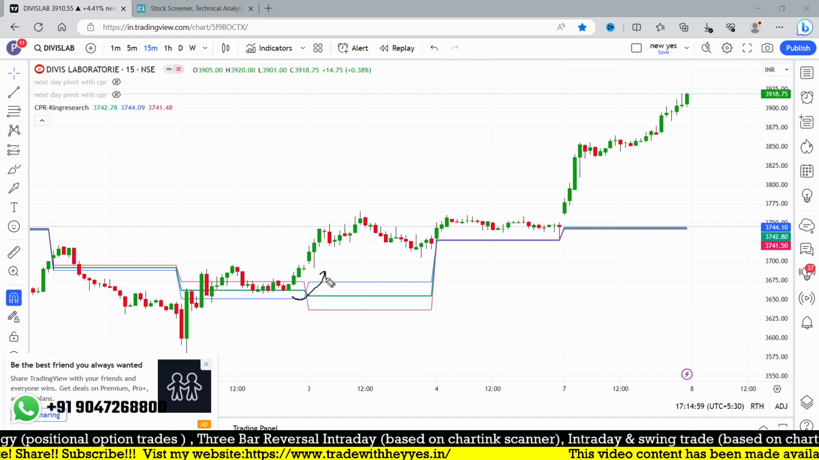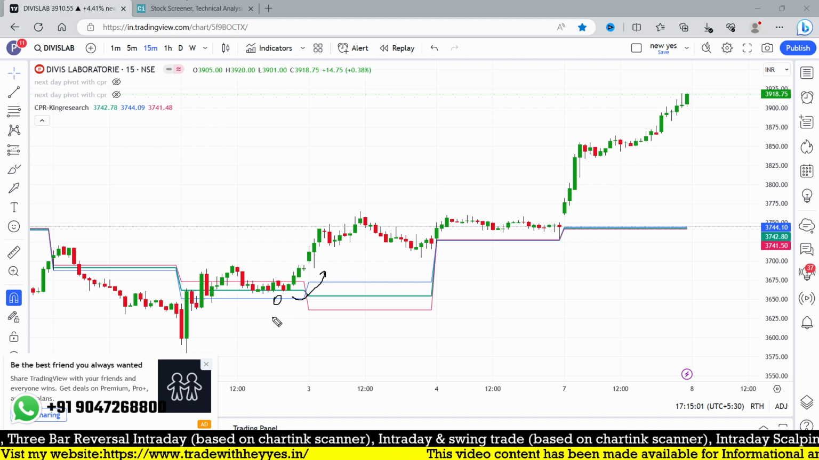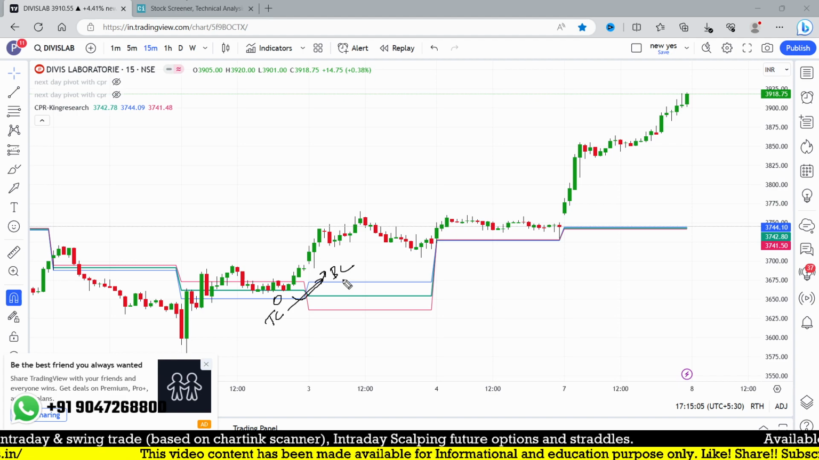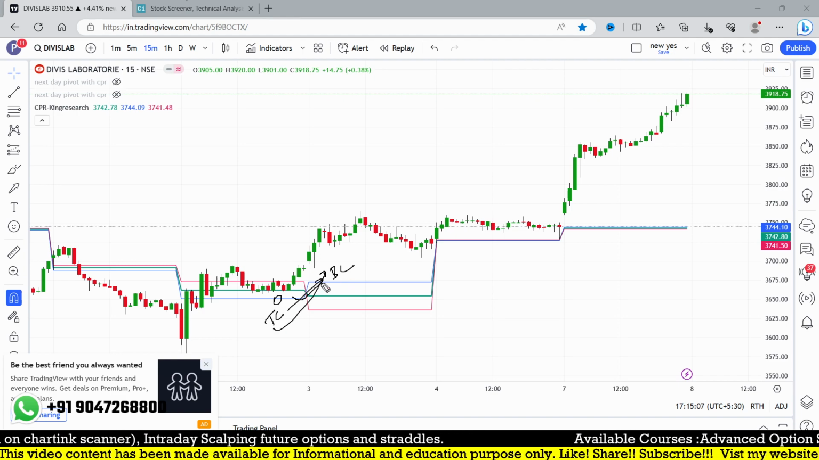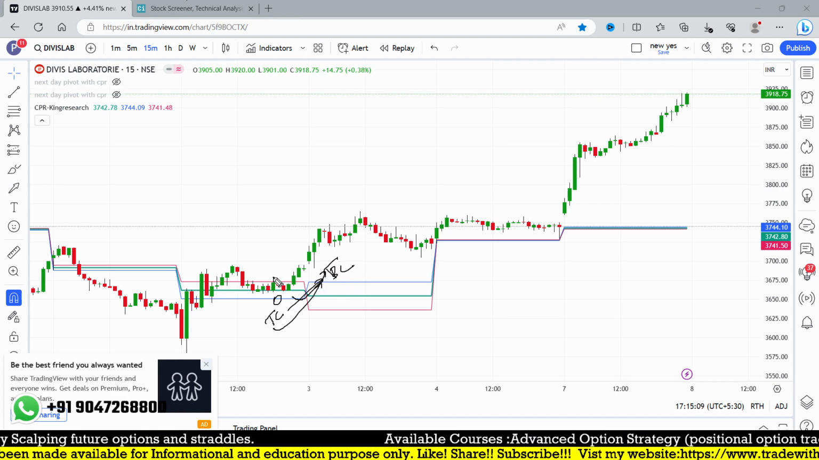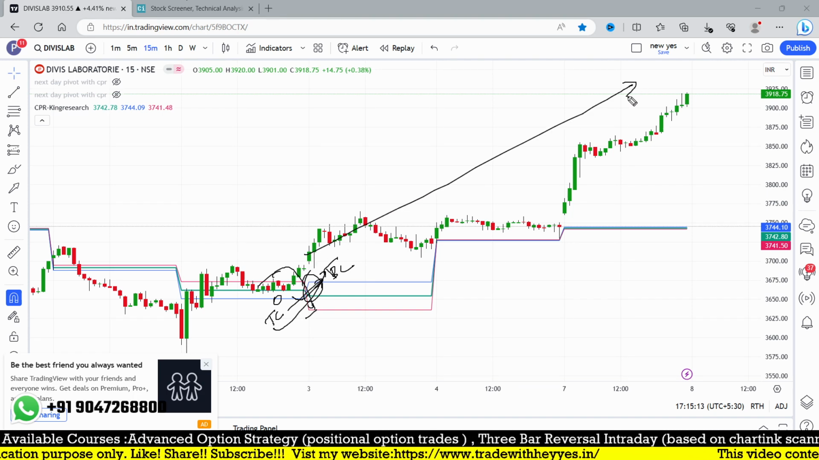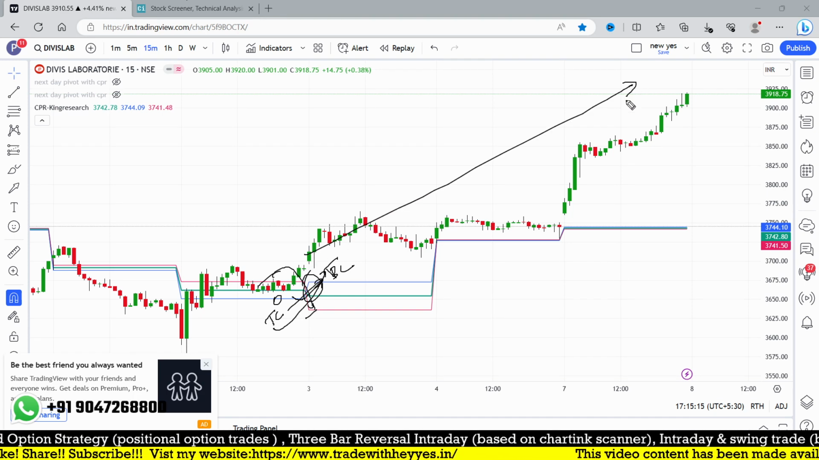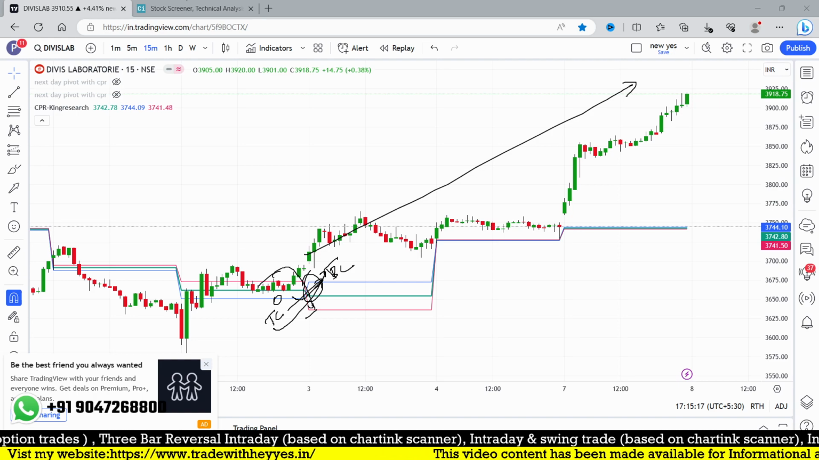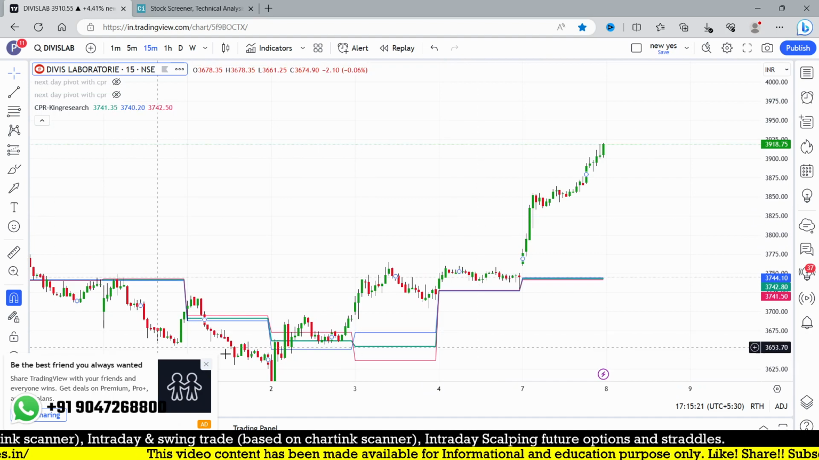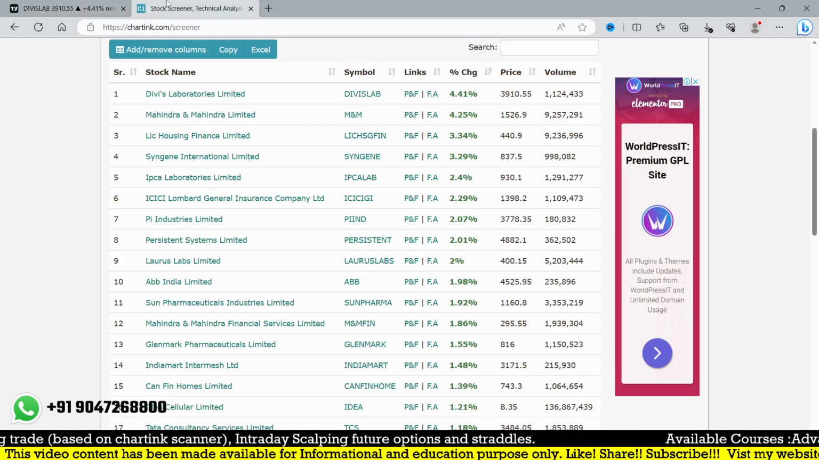Here you can see that this is TC and it turns into BC. TC is at a lower level and turns into a higher level, and BC is higher and turns into the lower. And on that particular day, the market started moving higher, and that is huge. Divi's Laboratories is such a good move. Okay, no problem at all.